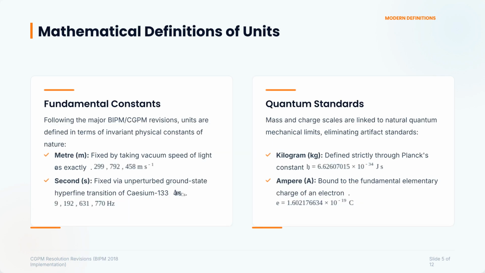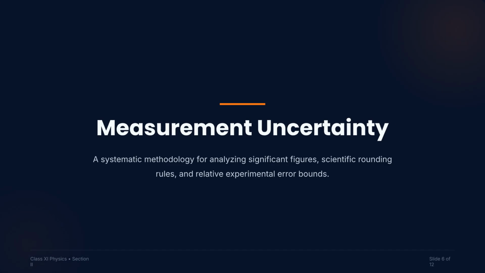Modern SI units are defined by fundamental constants of nature and quantum mechanical limits, moving away from reliance on physical artifacts. Next, we explore measurement uncertainty, including the methodology for handling significant figures and scientific rounding rules.